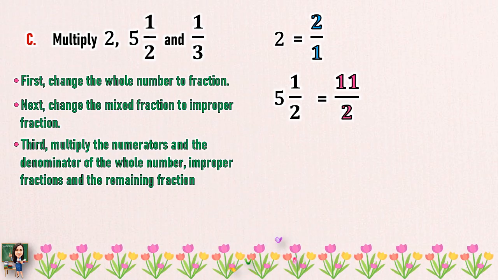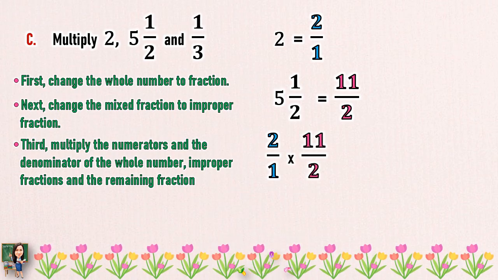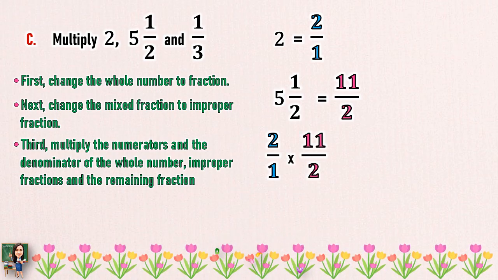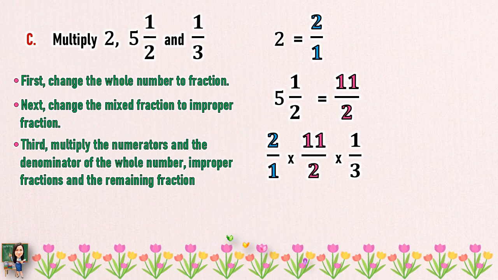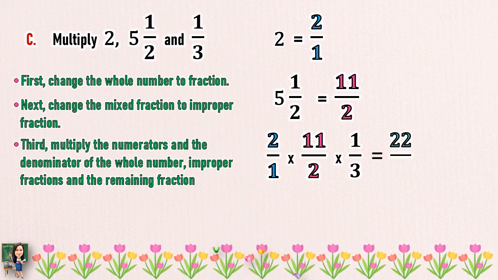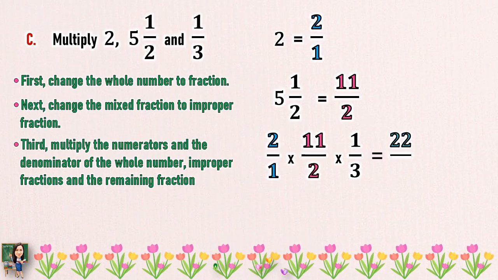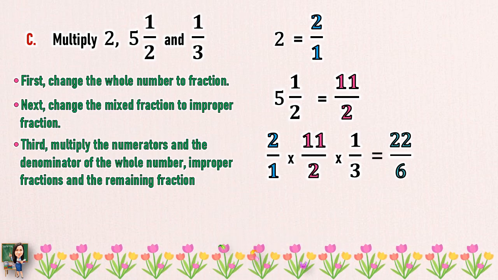So the whole number is 2 over 1. The improper fraction is 11 over 2, and the remaining fraction is 1/3. Multiply them. 2 times 11 equals 22 times 1 equals 22. Then multiply the denominators. 1 times 2 equals 2 times 3 equals 6. So the answer is 22 over 6.